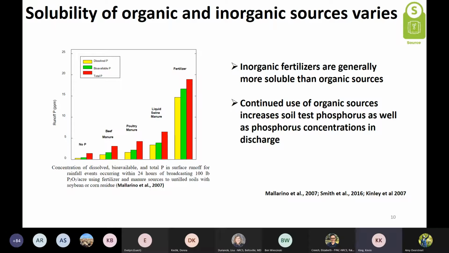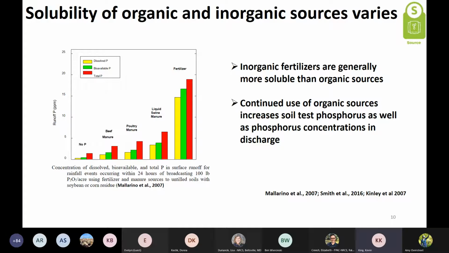Source is concerned with matching fertilizer type and availability to crop needs. When considering nutrient source, availability is one issue. As previously noted, the current cost of commercial fertilizer can present a challenge. If organic sources are available, producers will most likely take advantage of that opportunity if they have a way to transport and apply the nutrient. Everything else being equal, nutrient solubility should be considered. The solubility of organic and inorganic sources varies. Inorganic fertilizers are generally more soluble than organic sources, at least initially.